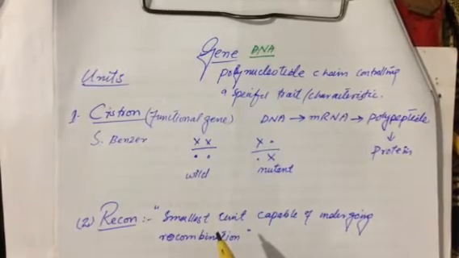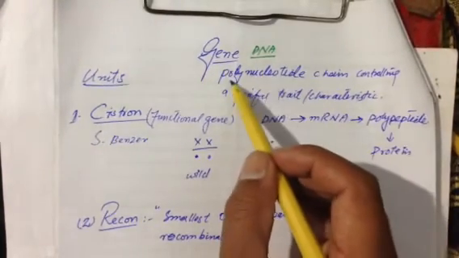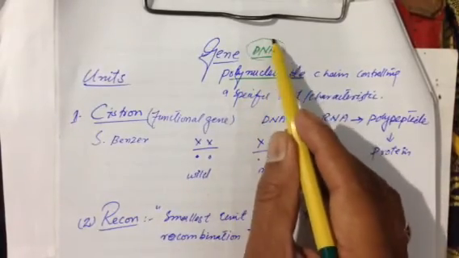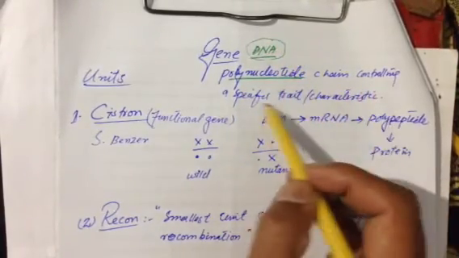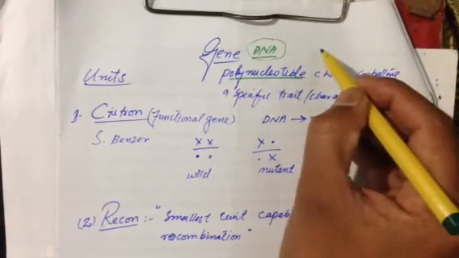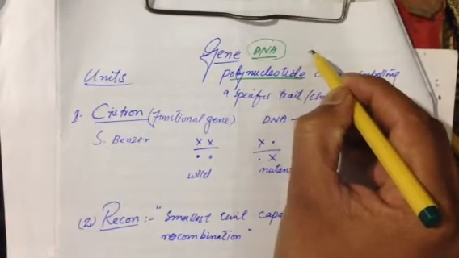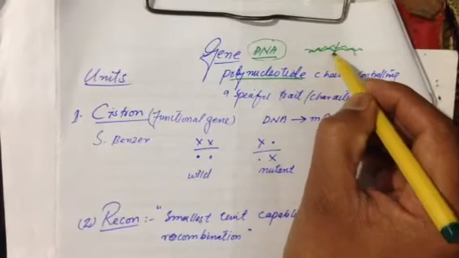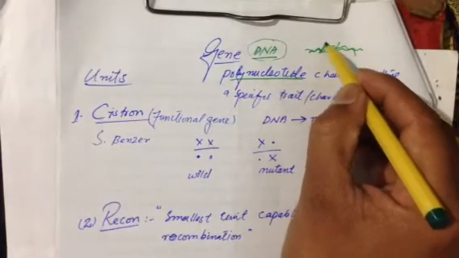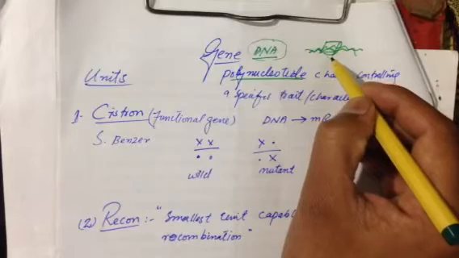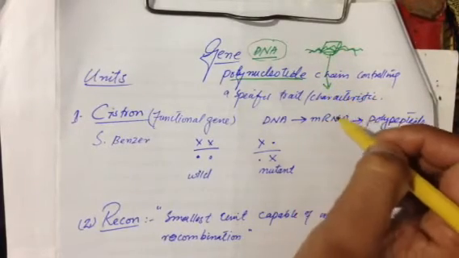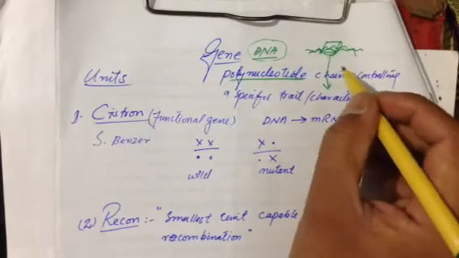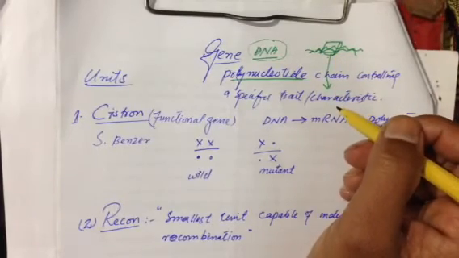First of all, we should know what a gene is. A gene is a polynucleotide chain. As we know, DNA is a polynucleotide chain controlling specific traits. For example, this is the polynucleotide chain, and we just take this part, and this part is going to control a specific characteristic or trait of an organism. So this part is called a gene.